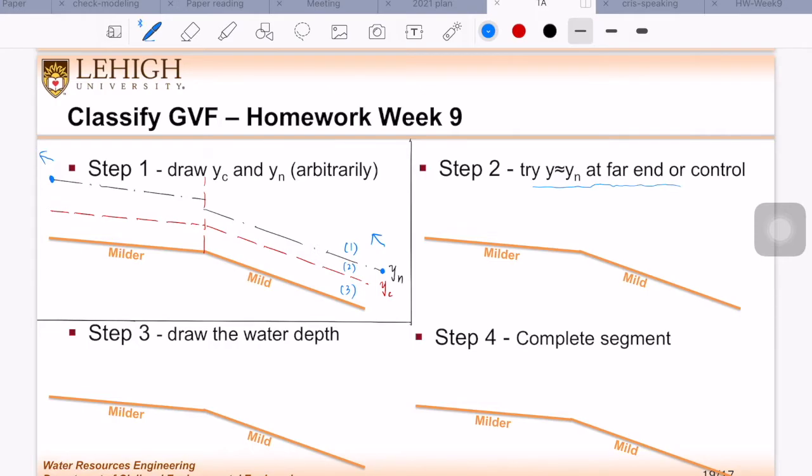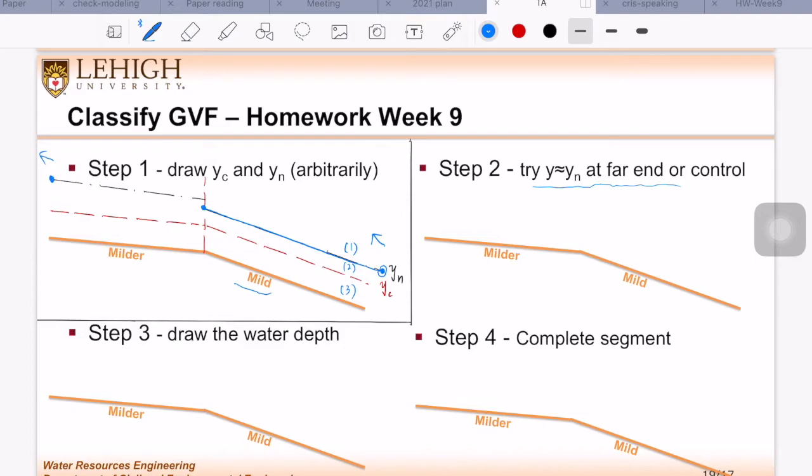And the third step, we need to draw the water depth. So we start from this point. Since nothing is changed in this channel, the water depth just follows the normal depth from this point to this point.